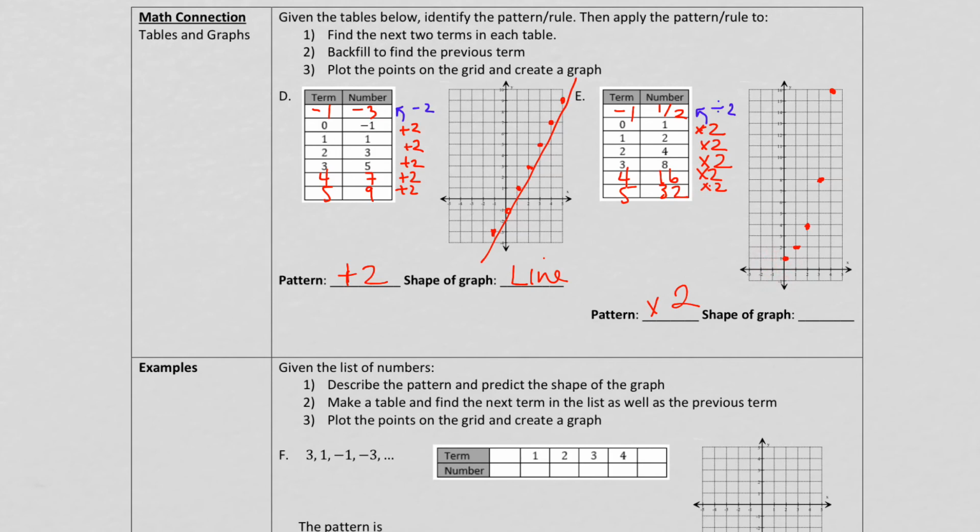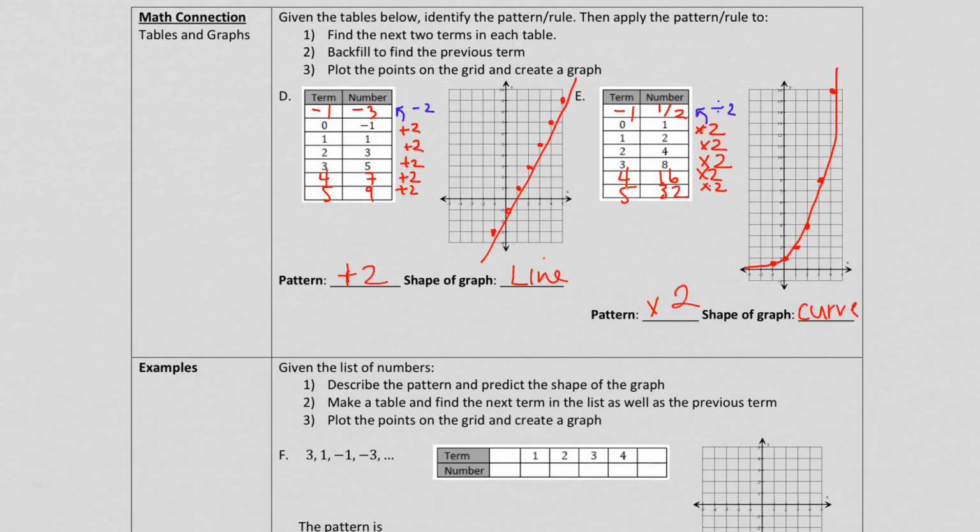In this case, look at the shape that's being created by these points. This is not a line. If I connect these with a smooth curve, you'll see something like this. So in this case, I get a curve for my shape.